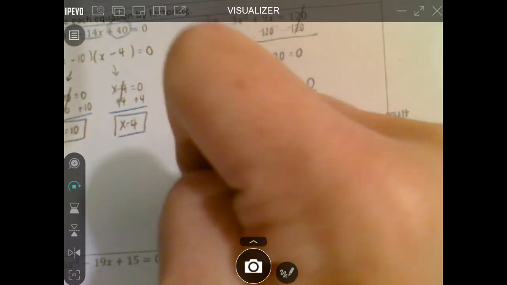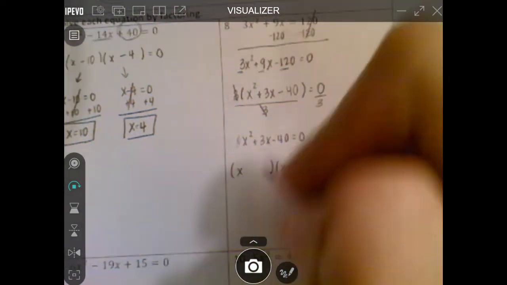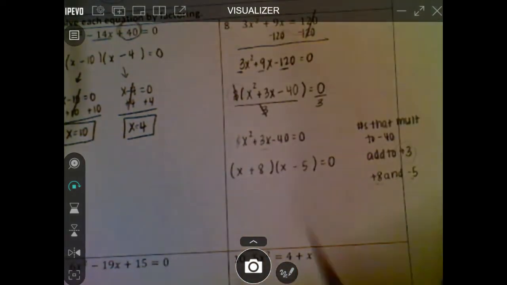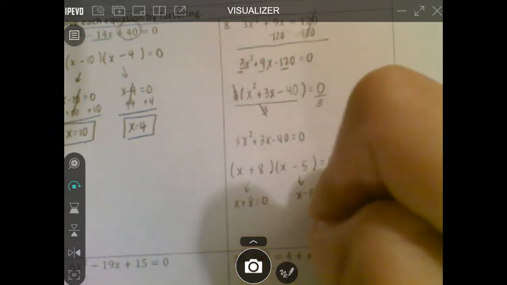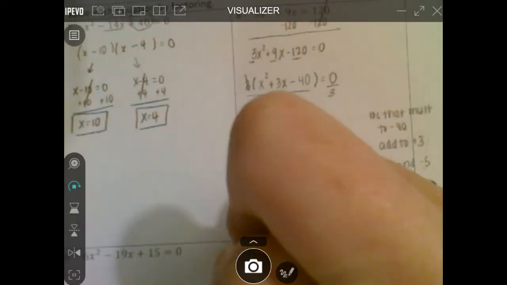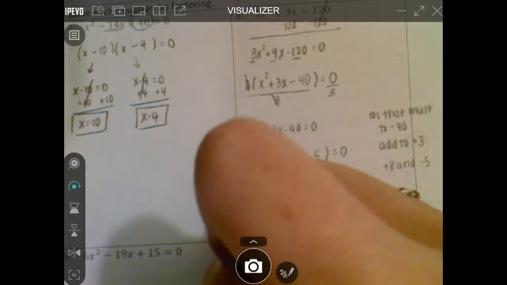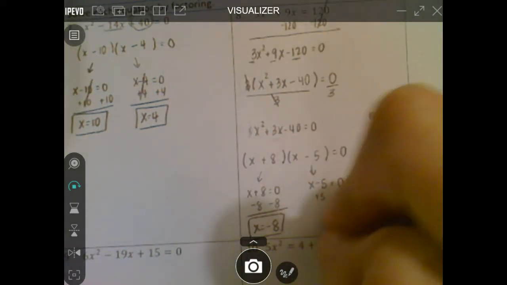So these are, again, the two numbers that I want to put on the inside of the factors. So when I set up my factors, my leading coefficient here is 1, so I'm just going to put an x in each one of them. One of them is going to get a plus 8. The other one's going to get a minus 5. And then I can use my zero product property. Set each one of them equal to 0 and then solve from there. So I'm going to subtract 8 from the first one. That's going to give me x equals negative 8. Add 5 to the second one. And that's going to give me x equals positive 5.